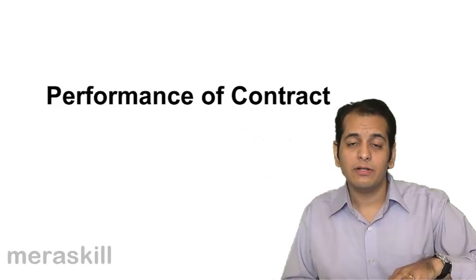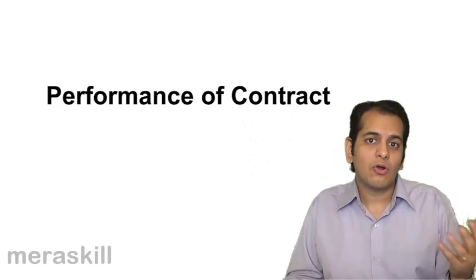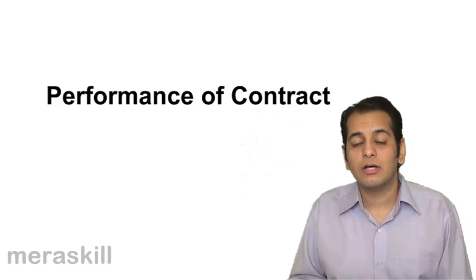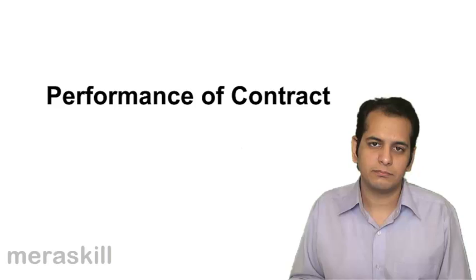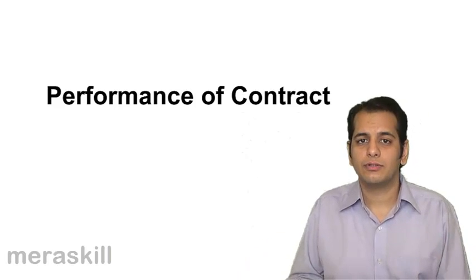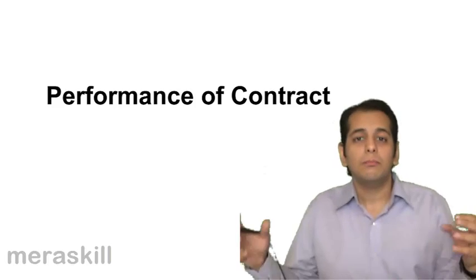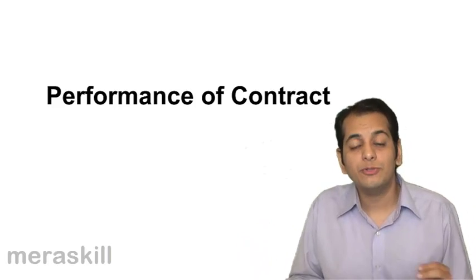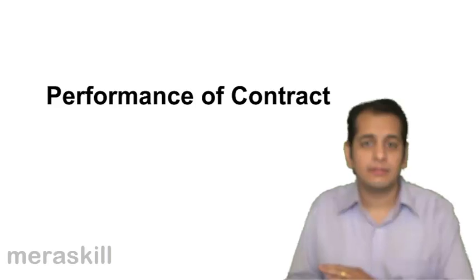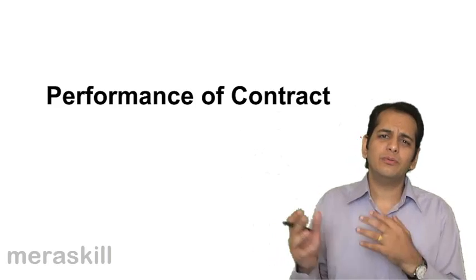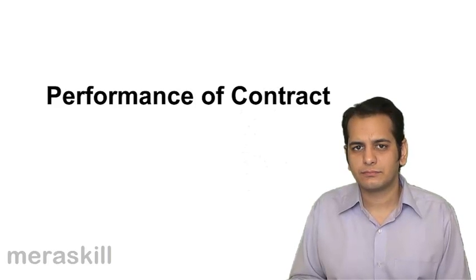Or what if suddenly the contract becomes impossible to perform? Some impossibility crops up. What do you do then? Do you need to perform? What if both the parties to the contract mutually decide that they do not need to perform? What do we do in all these cases?